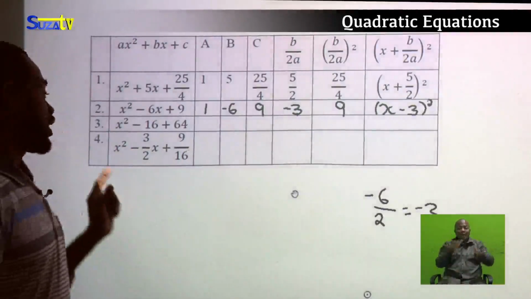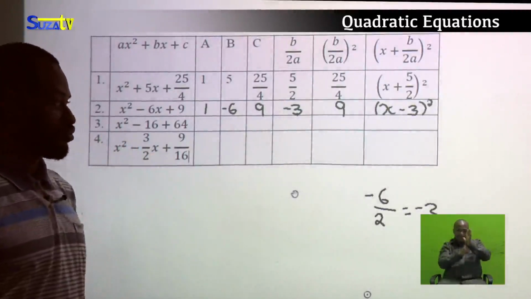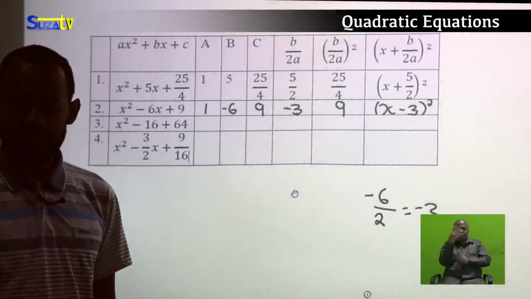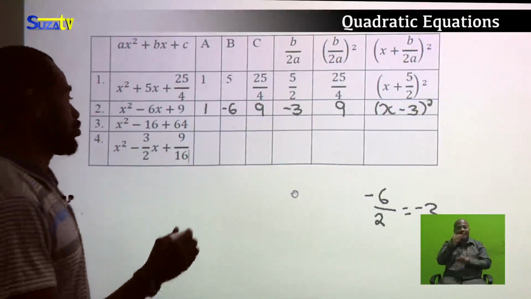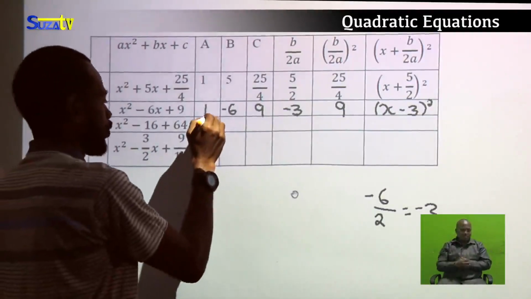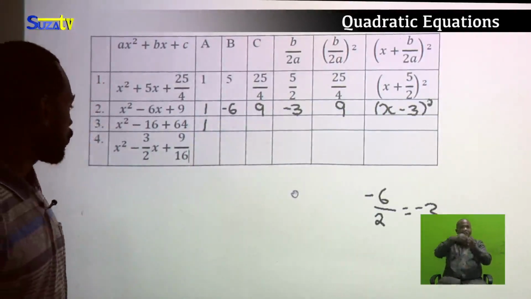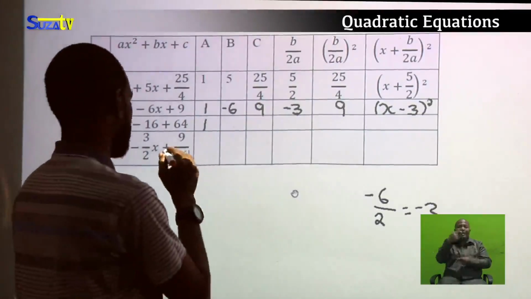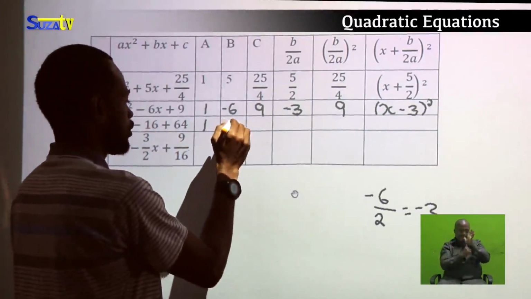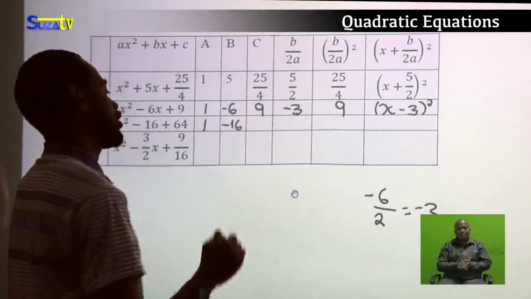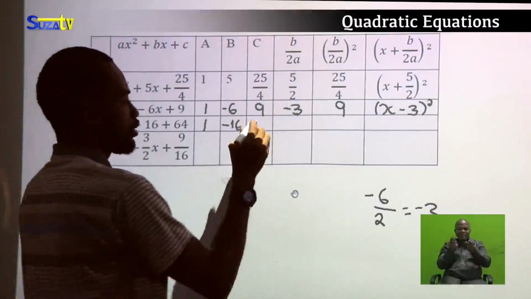Now let's come to the next expression, which is x squared minus 16x plus 64. What's the value of a here? Yes, come on, it is 1. The value of a here is 1. The value of b here is negative 16, even though the x is missing here. What about c? Yes, c is 64.